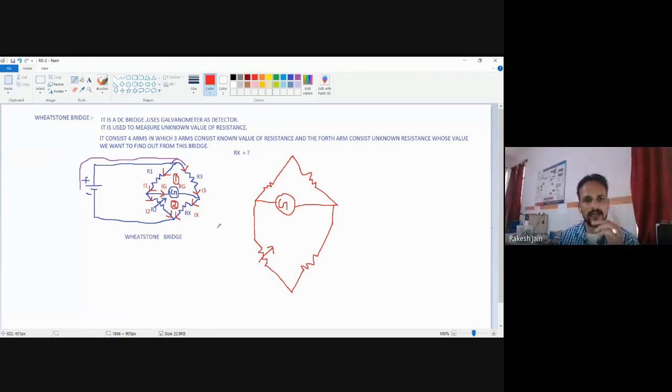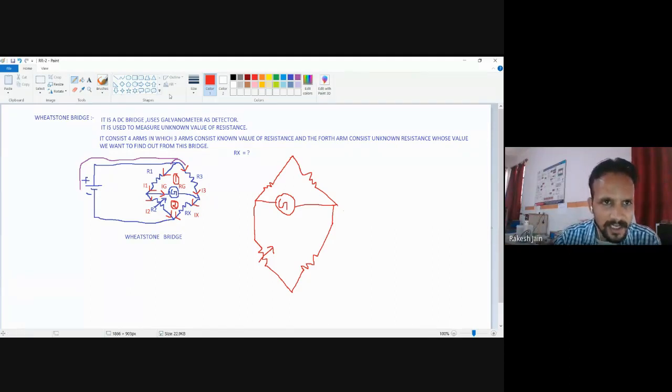Okay. So there are two closed paths. One is at the upper side, which is made from R1, R3 and the galvanometer. And the second closed path is made by the galvanometer, RX and R2 resistance. What is the most fundamental concept behind a Wheatstone bridge?